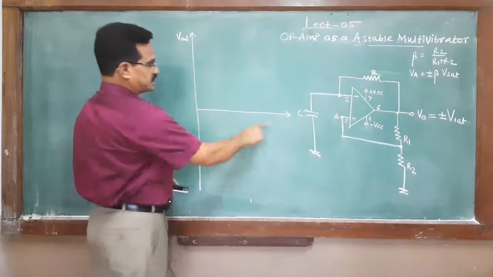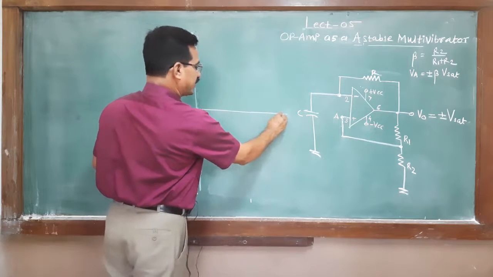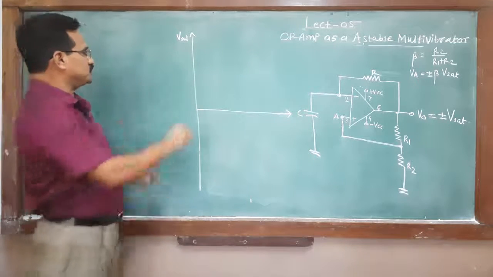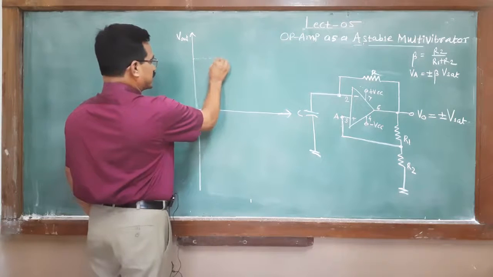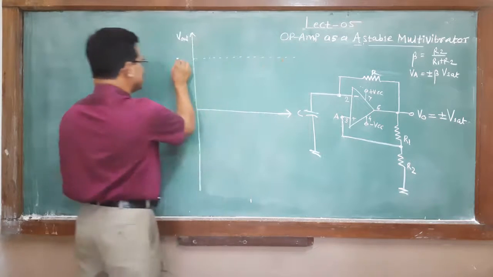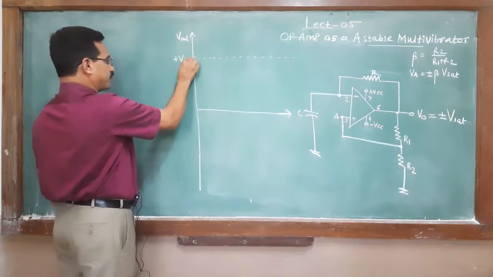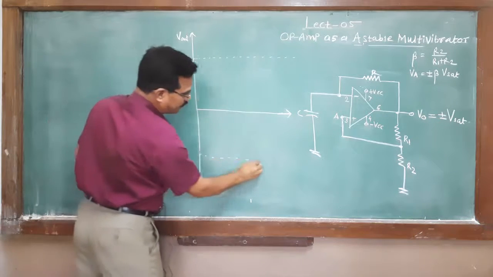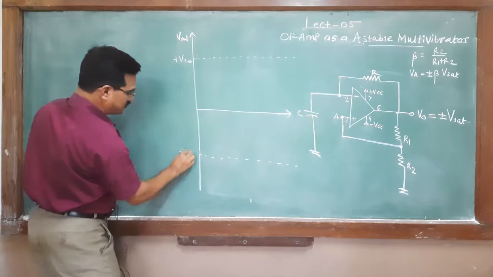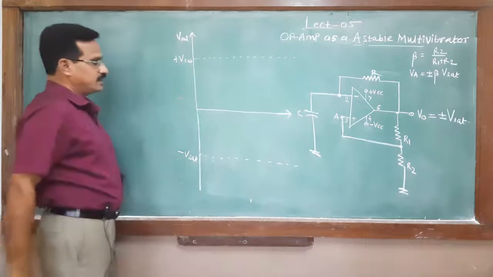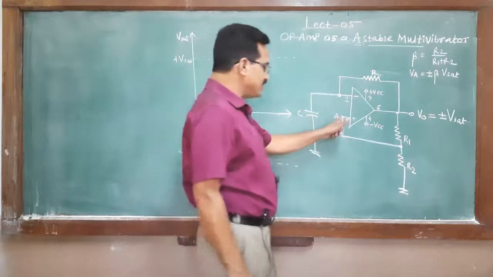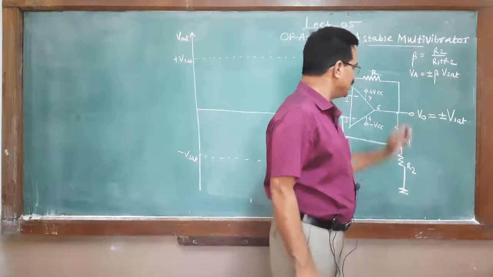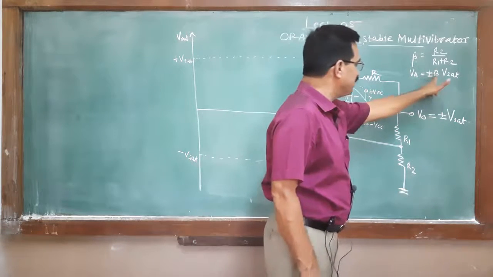When we consider this circuitry, output is either positive saturation or negative saturation. Suppose positive saturation is indicated here, plus V saturation, and negative saturation, suppose here, minus V saturation. After that, what is the value of this input voltage? Either plus beta V saturation or minus beta V saturation.